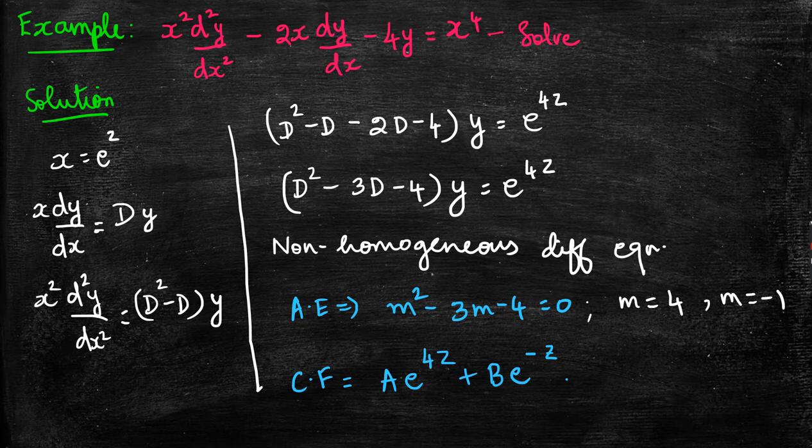So here you have x² d²y/dx², and x dy/dx, and 4y, which is equal to some x to the power 4. Now the first step is to substitute x is equal to e^z, and then x dy/dx as Dy, and x² d²y/dx² as (D² − D)y. So after substituting all these in the equation, I get the following first term. And simplification gives me (D² − 3D − 4)y equal to e^(4z).